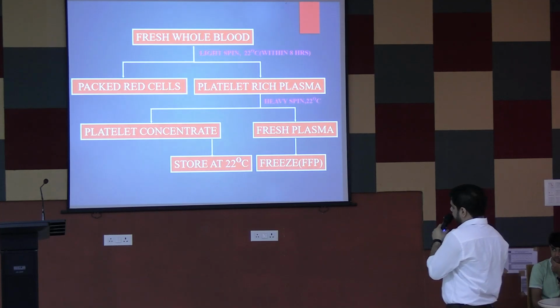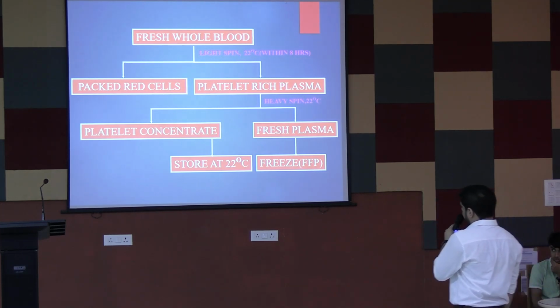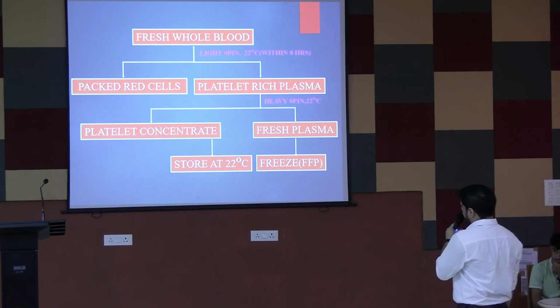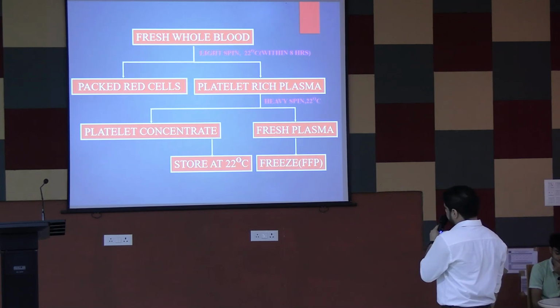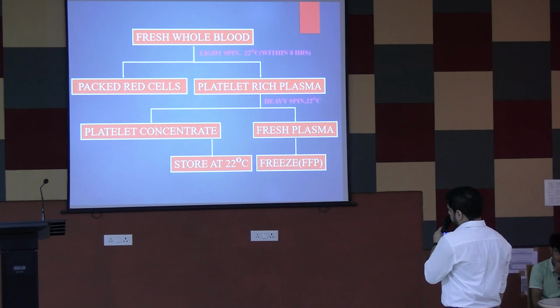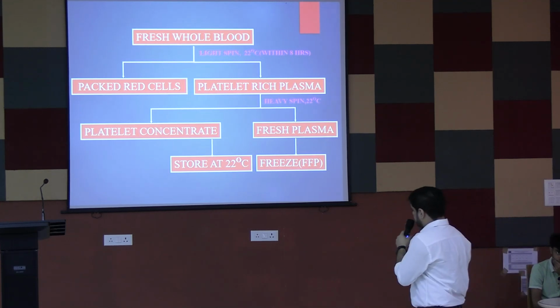Fresh whole blood, then light spin at 22 degrees centigrade within 8 hours, is divided into packed red cells and platelet-rich plasma. Then heavy spinning at 22 degrees centigrade divides it into platelet concentrate and fresh plasma. Platelet concentrate is stored at 22 degrees centigrade and fresh plasma is to be frozen.